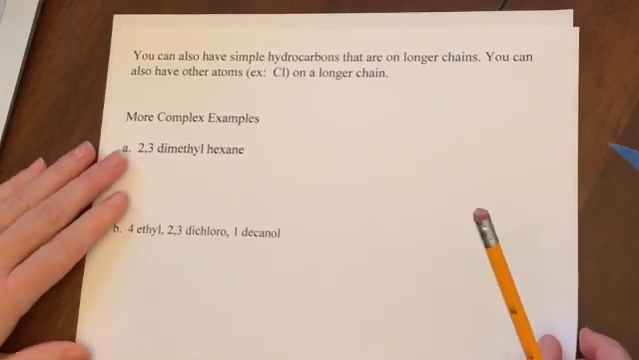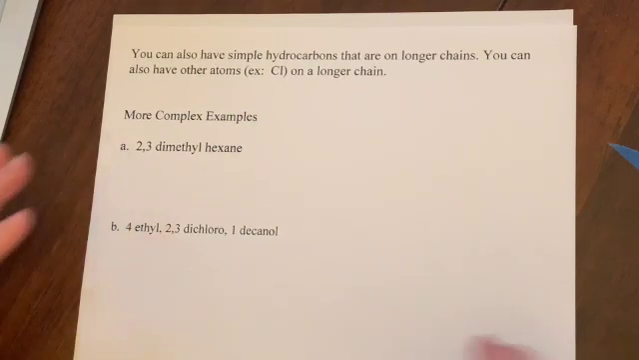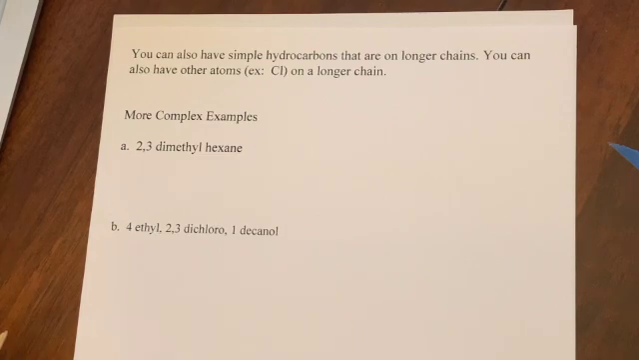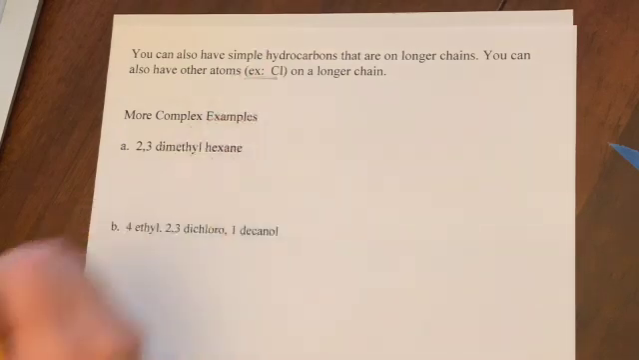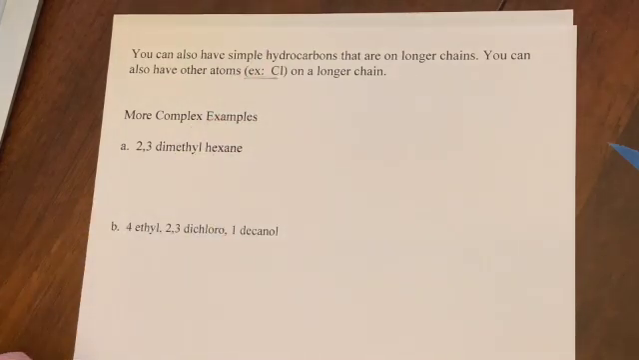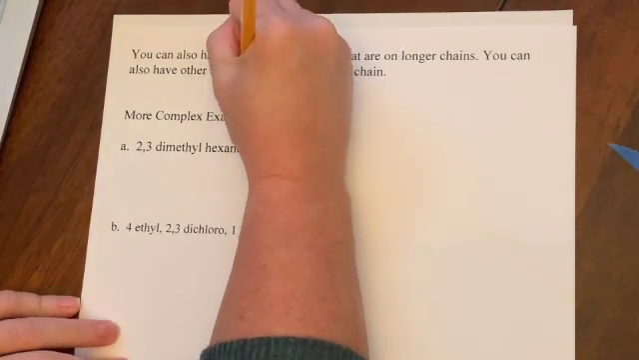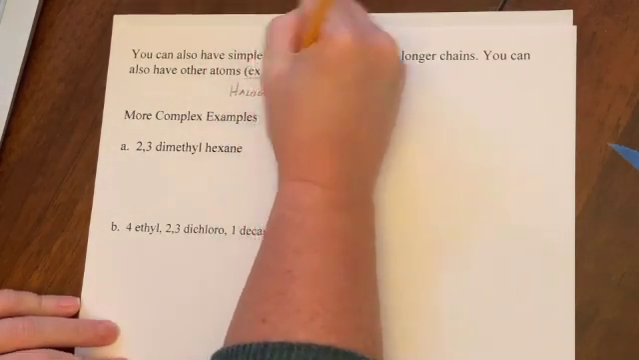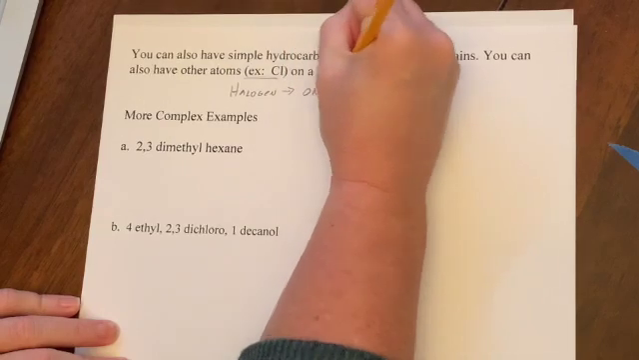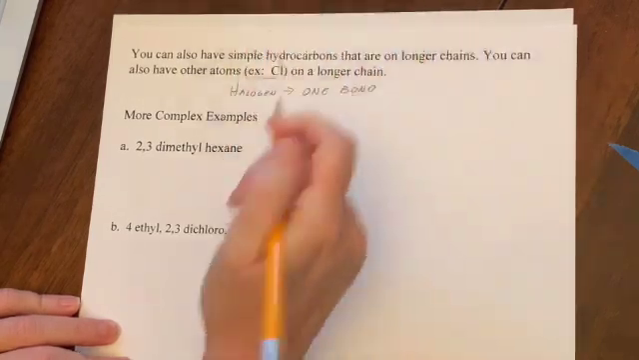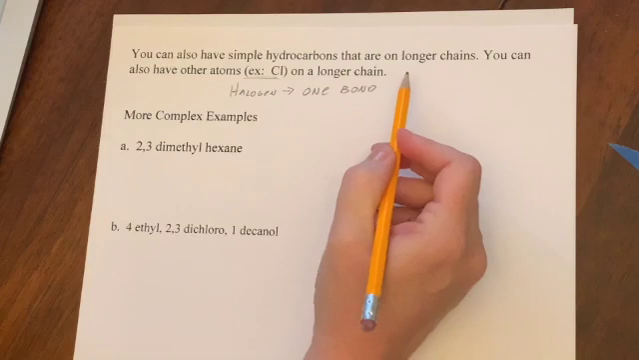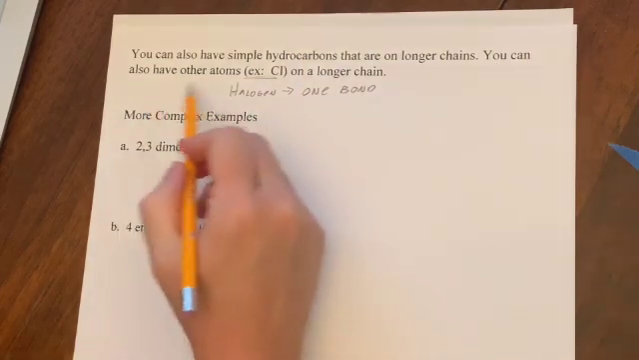The last thing we are going to talk about for our organic naming and formula writing is, well, before we get to that, we can also have other elements coming off of longer chains. And if that happens, particularly things like halogens, which is what we're going to be dealing with, off of that longer chain. A halogen, remember group 17, they only want one bond too. Okay, so keep that in mind. So you can have simple hydrocarbons that are on longer chains. You can also have other carbons.